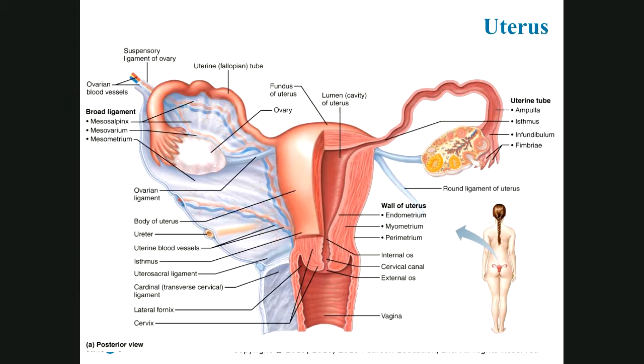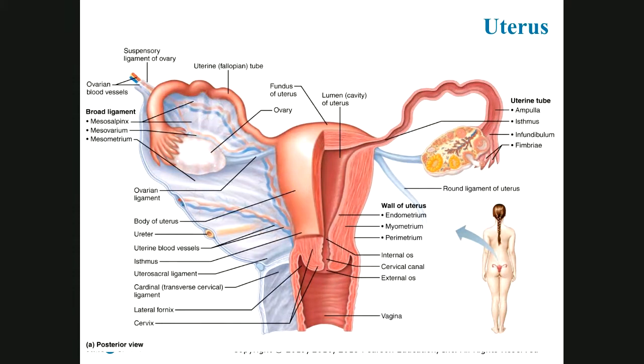Focus now on the uterus. It's a thick-walled muscular organ. We have the body of the uterus. We have the fundus. We don't call it the head, we call it the fundus. It's large, then becomes very narrow over here. This narrow region we call the isthmus.